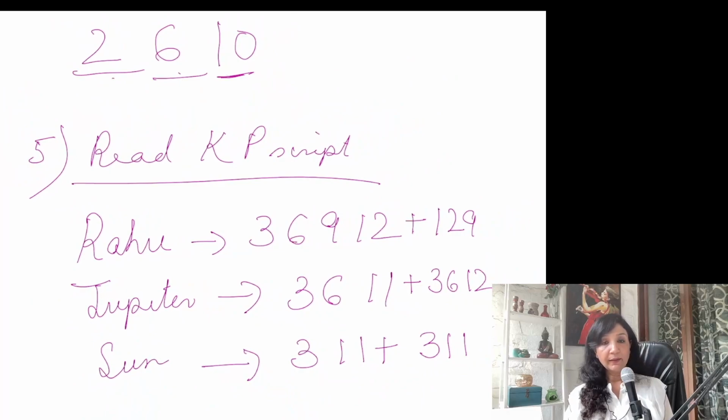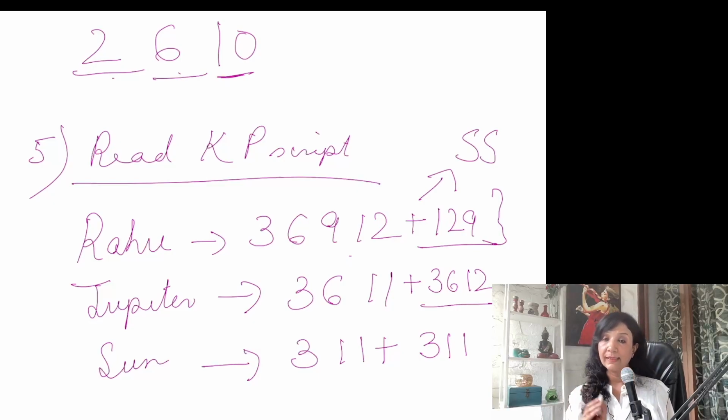Rahu, I have added 3, 6, 9, 12 plus 1, 2, 9. From where did it come? From cusp chart, because this is self-significator. Rahu is self-significator, and Jupiter is also a self-significator. So I checked that also in cusp chart. So remember, cusp chart we have to check at star lord also and sublord also. Sun is not there in the cusp chart, so you don't have to add anything.